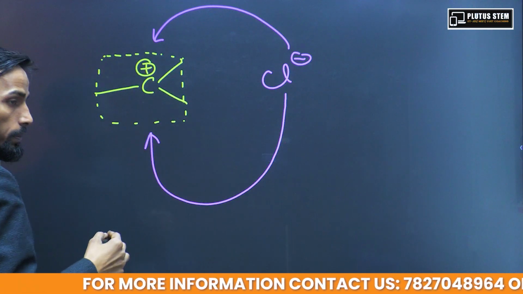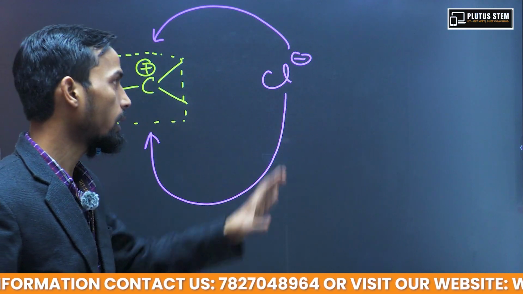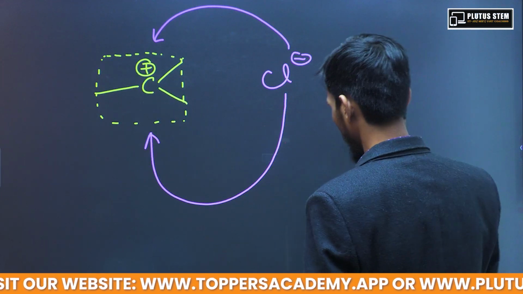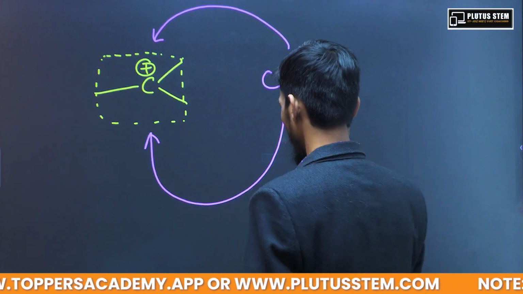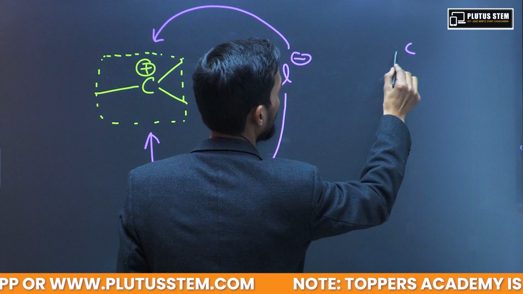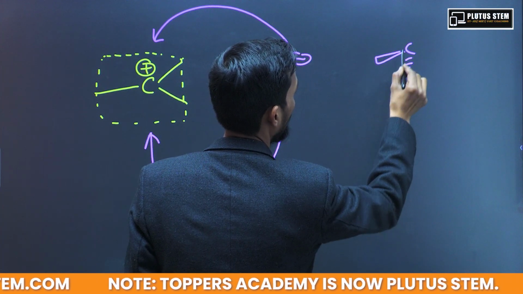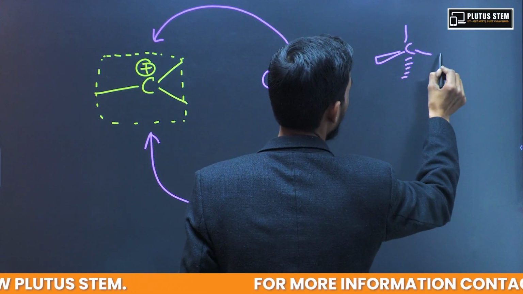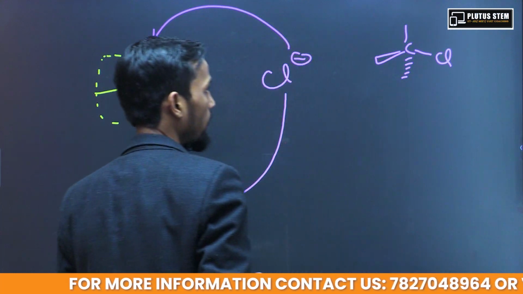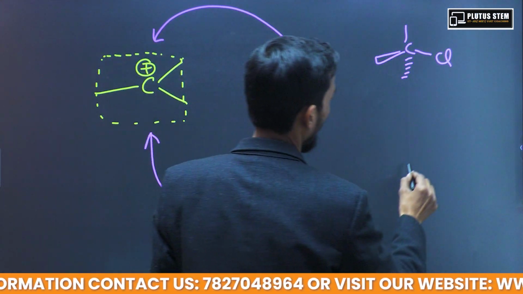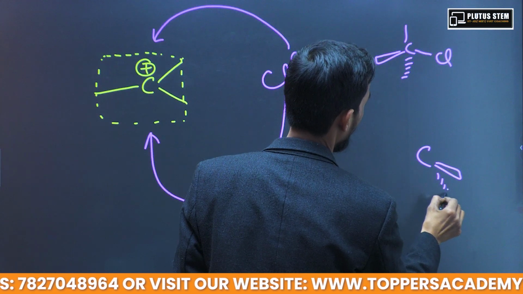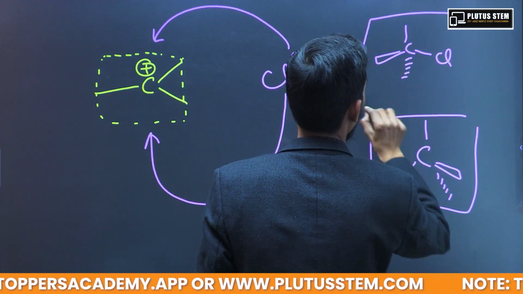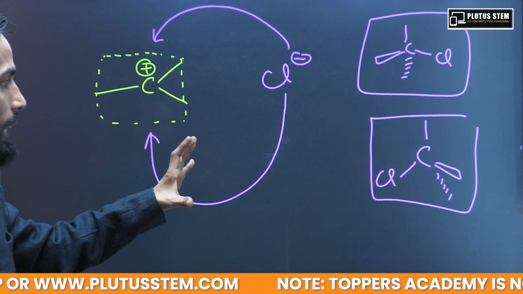Attack from one side will give us one product, and attack from the other side will give us another product, like this. This is our carbon. Let's say this is Cl over here, and another is Cl at this side. So two different side attacks.